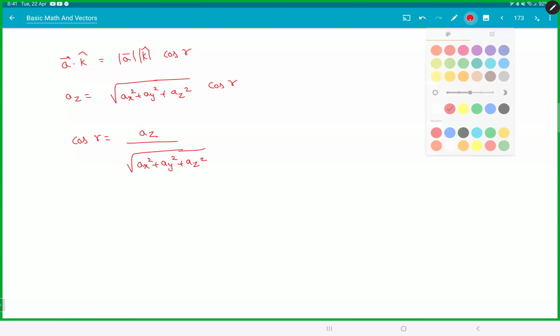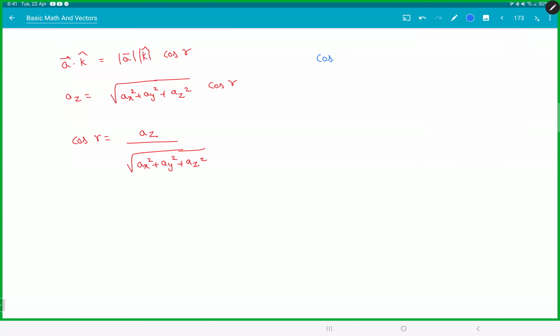So these three quantities, cos alpha, cos beta, and cos gamma are called direction cosines, where alpha, beta, gamma are the angles of the vector with x, y, and z axis. And you will see an interesting property.